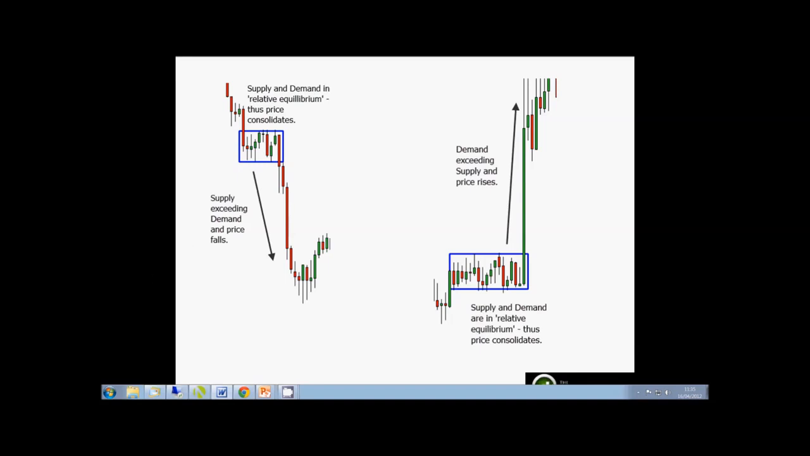Now the first one is supply and demand zones. As I said before, when price is consolidating, supply and demand are in balance or in equilibrium or relative equilibrium, and when price is falling or rising, supply and demand are not in equilibrium. So in this case, price is falling out of this consolidation, supply is exceeding demand. And conversely, we have the consolidation zone here, and then price rises as demand is exceeding supply.